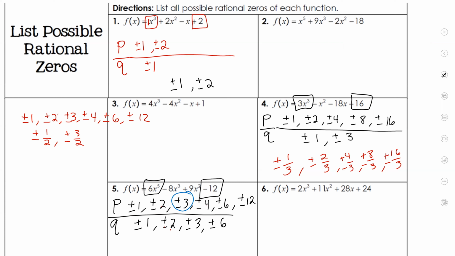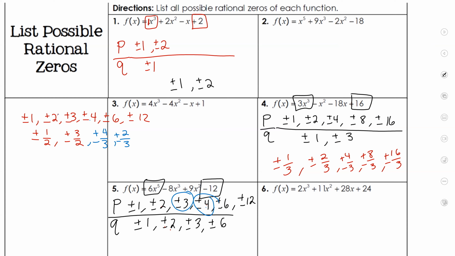Okay, let's move on to the number 4. 4 over 1, we have the 4. 4 over 2 is 2. We have a 2. 4 over 3, we don't have that one, so I'm going to add that one in. And 4 over 6 is just 2/3. Right? 4 over 6 is 2/3. Yes, okay.